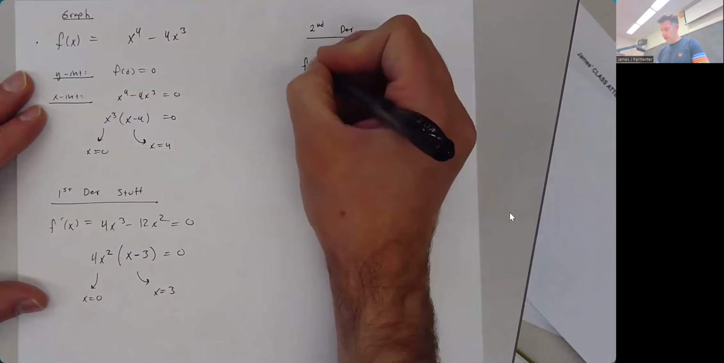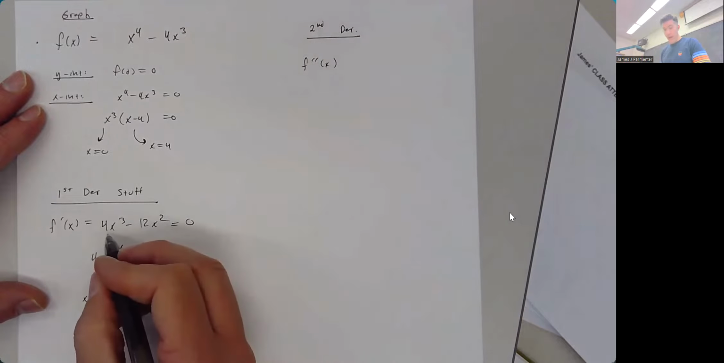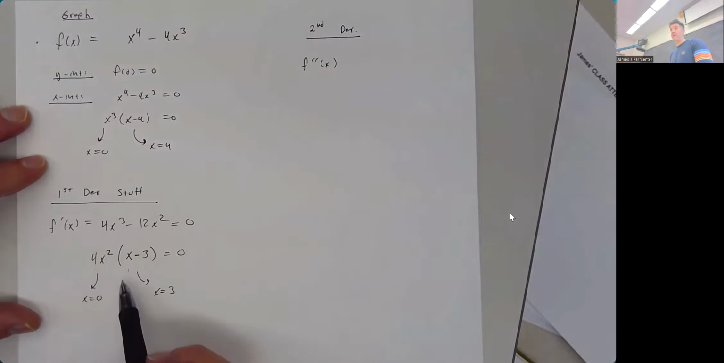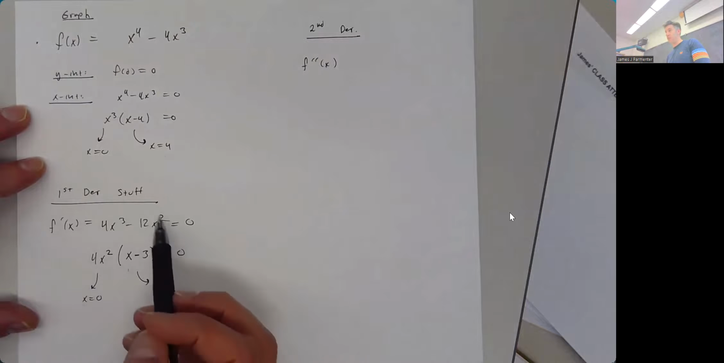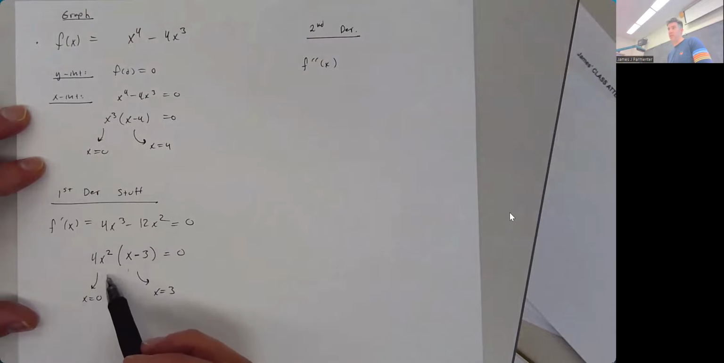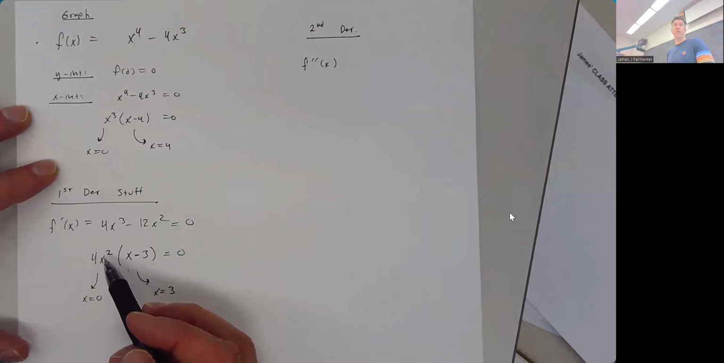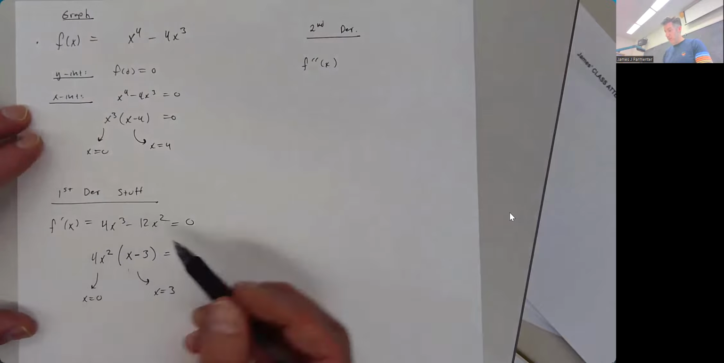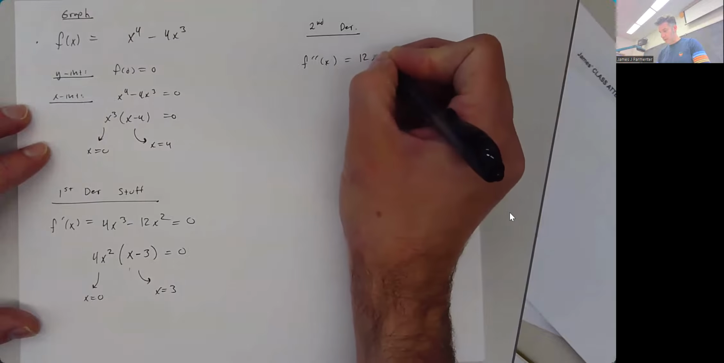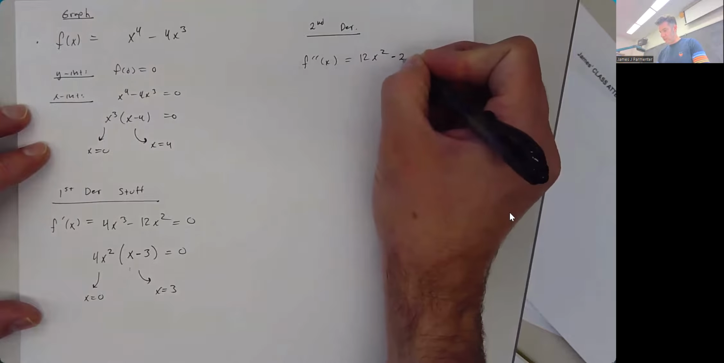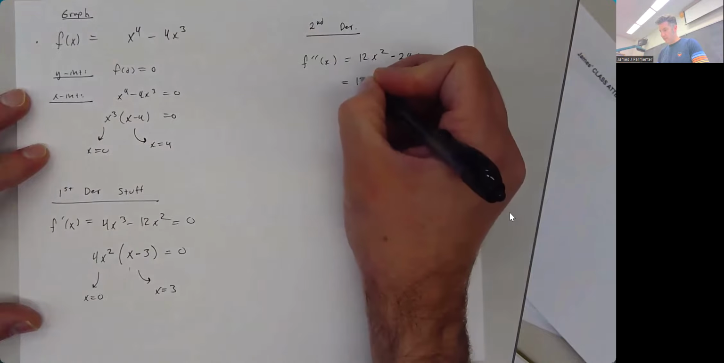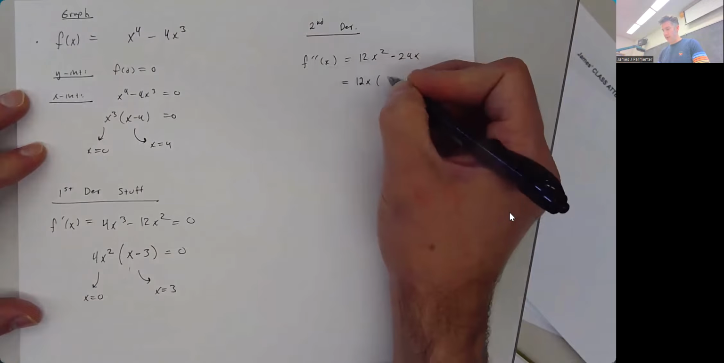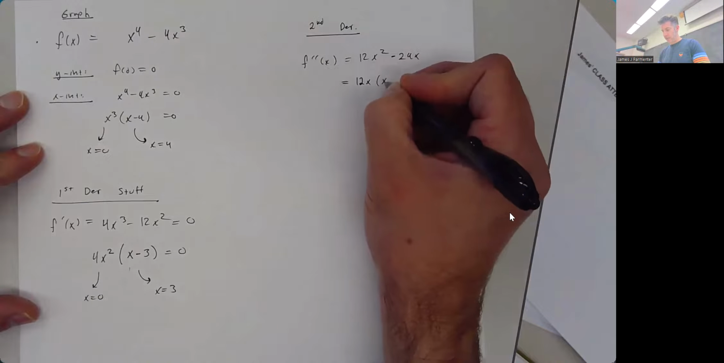My second derivative is going to be, I don't like the factored form for finding my second derivative. I would much rather use this version of my first derivative to take the derivative of, not this factored version, because I don't want to use the product rule if I don't have to. So taking the derivative of this, I'm going to get 12x squared minus 24x, which I do want to factor. Yes, we're going to find the critical points later. For now, I'm just factoring out a 12x, and I'm left with an x minus 2.